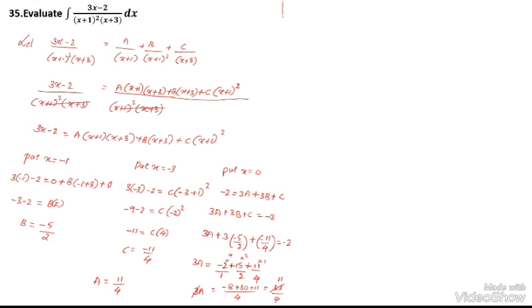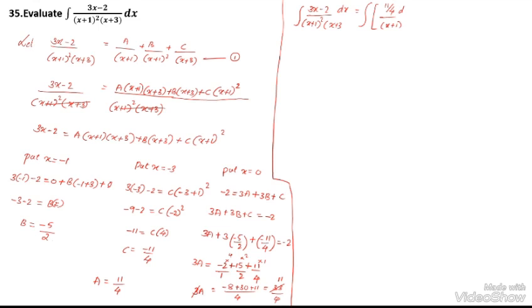Now substitute the a, b, c values in this equation. While taking the integration, I can consider this equation. Taking integration of the equation, 3x minus 2 divided by (x plus 1) whole square into (x plus 3) dx is equal to the integration of, I can take the bracket, what is the value of a? 11 by 4 divided by (x plus 1) dx plus what is the value of b?